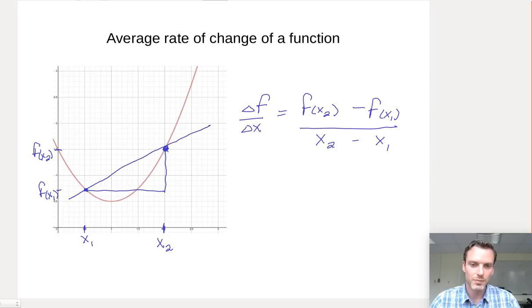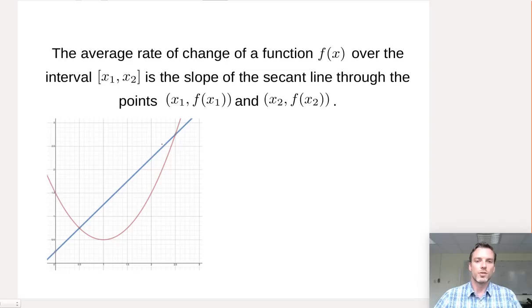Okay, secant line. Okay, so the average rate of change of a function, f of x, over the interval x1 to x2 is the slope of the secant line through the points x1, f of x1 and x2, f of x2.